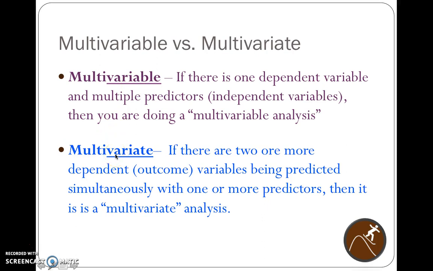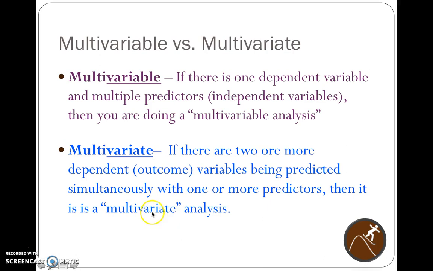Multivariate is when there might be two y variables being predicted. So if there are two or more dependent or outcome variables being predicted simultaneously with one or more x variables or predictors, then that is a multivariate analysis.